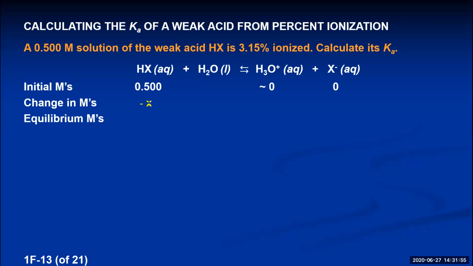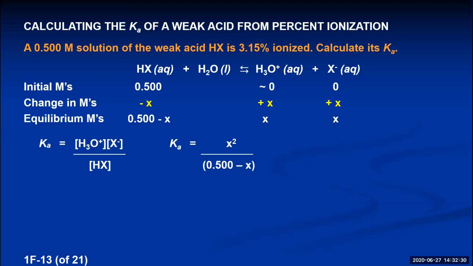But as a weak acid, some of them do ionize. So if x amount of them do ionize, you'll create x molarity of hydronium ions and x molarity of X minus ions. So at equilibrium, you're going to wind up having 0.500 minus x molar of HX, x molar of hydroniums, and x molar of the X minus ions. These three equilibrium molarities are related to the equilibrium constant Ka. The Ka will equal the hydronium molarity multiplied by the X minus molarity divided by the HX molarity.